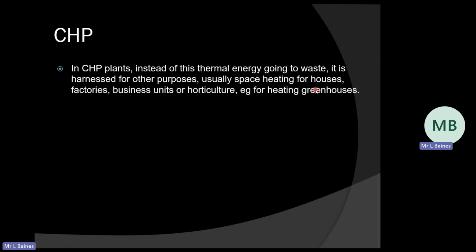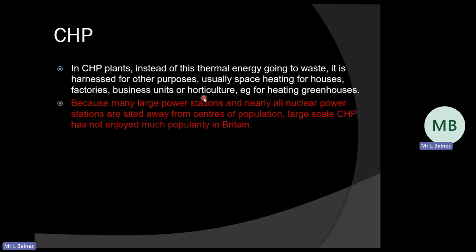It is normally used for heating houses, factories, business units. Greenhouses are a good one because we have to keep them nice and warm. If you've got industrial greenhouses where we're growing stuff, we can use that energy, and it's really kind of good for those plants. It hasn't really taken off in Britain, because most of our power stations are sited away from centres of population. We don't want them in the middle of towns. So we actually put them away from large scale population, which makes using this heat energy very difficult, because if I've got to transport it, transporting that energy isn't easy.